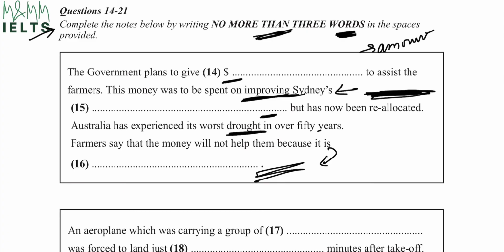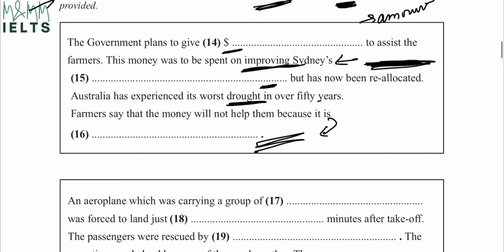For some reason, farmers have said that the money will not help them. Obviously you won't have time in the exam to do all this exercise, but if you have done 50 questions before the exam as practice, when you're doing the 51st question in your exam, it won't be that difficult for you. So it's all about the number of questions you practice. The more the merrier, I would say.